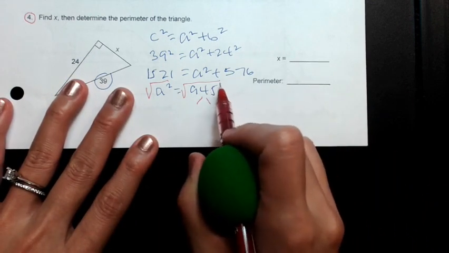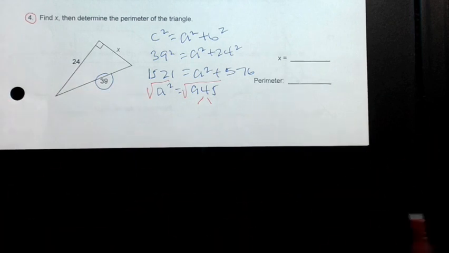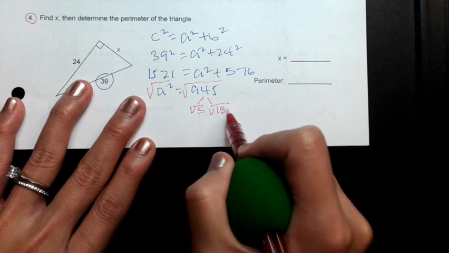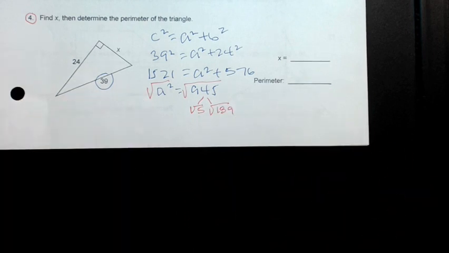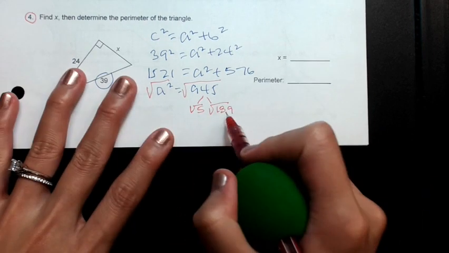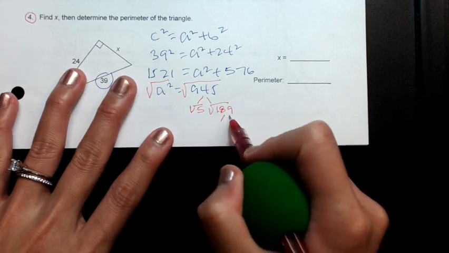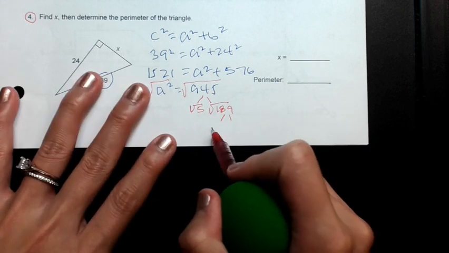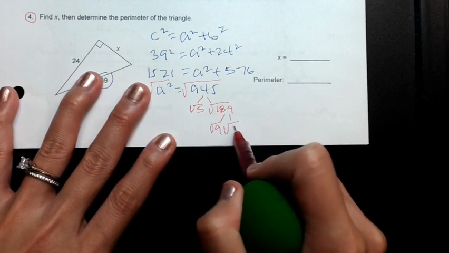So since I see a 5, can I divide this by 5 to see? Yes. So I get radical 5 and radical 189. And what should I divide 189 by? 3? 9. Ooh, 9? Oh, that's even better. Radical 9 and radical 21.